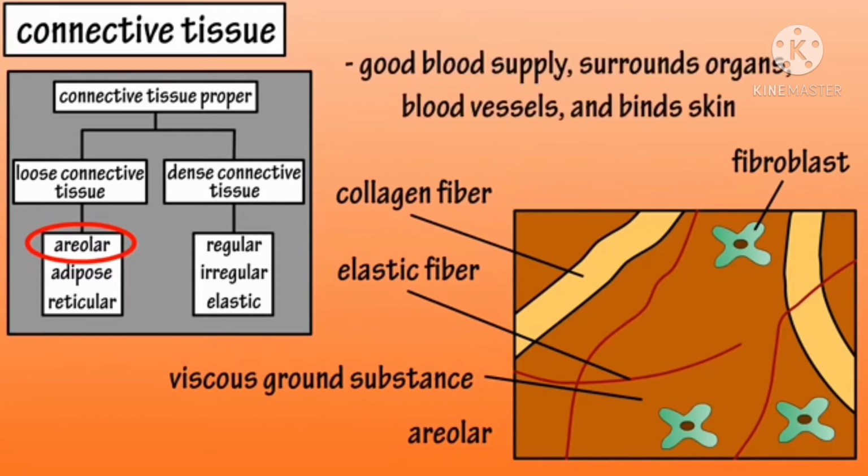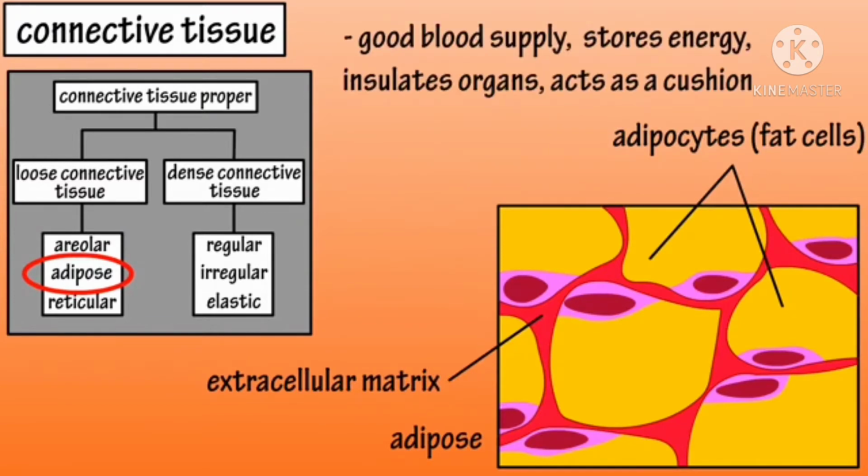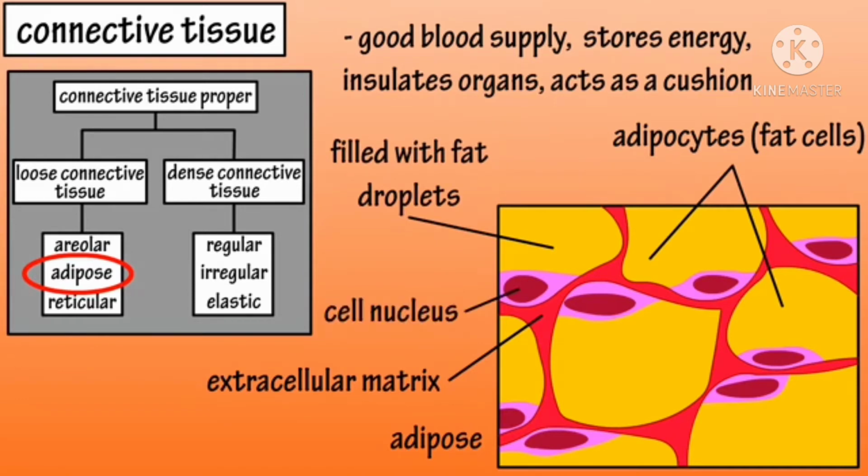And areolar tissue has a good blood supply. It is the basic and the most widely distributed connective tissue in the animal body. Its location: it forms a continuous layer under the skin, fills up the space between various organs and acts as packing material around the organs. It provides mechanical support and movement to the various organs and tissues.